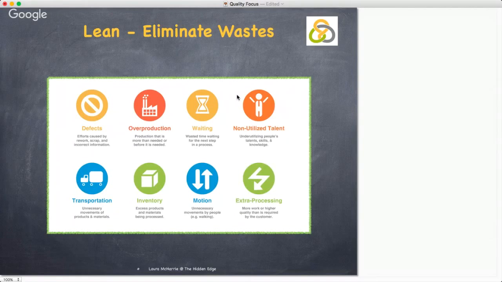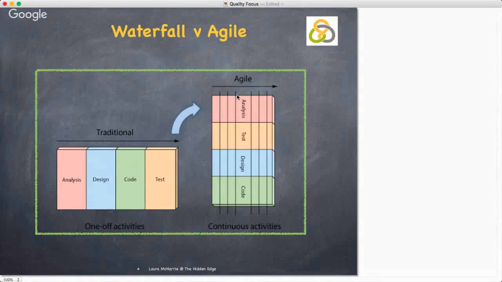Transportation: unnecessary movements of products and materials. Inventory: excess products and materials being processed. Motion: unnecessary movements by people, for example, walking. And extra processing: more work or higher quality than is required by the customer.